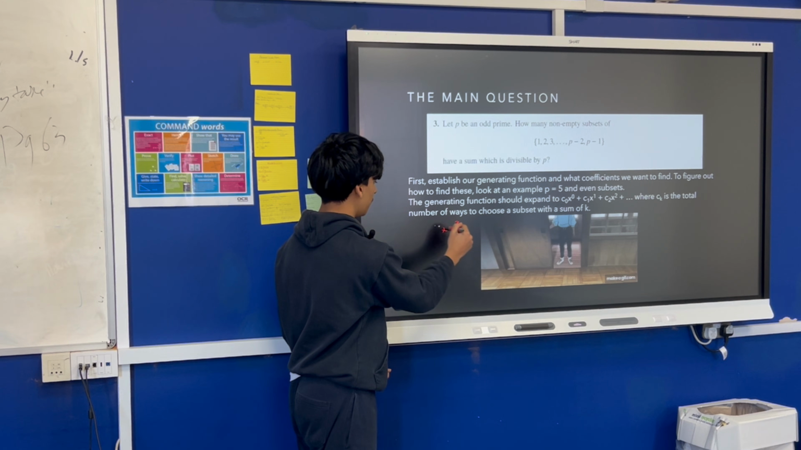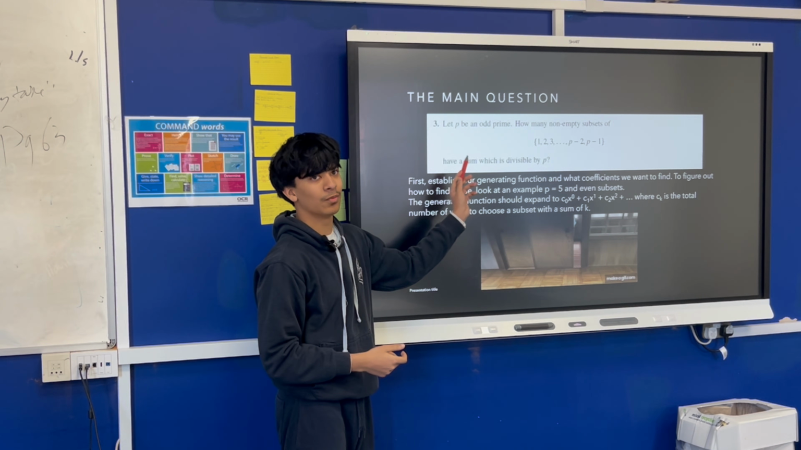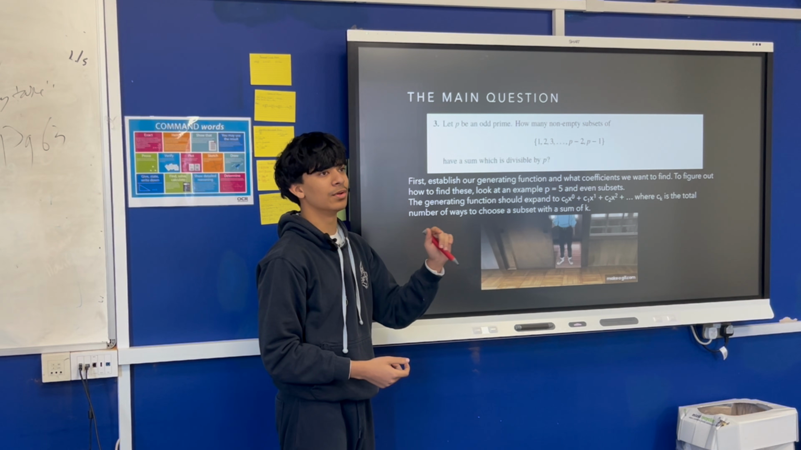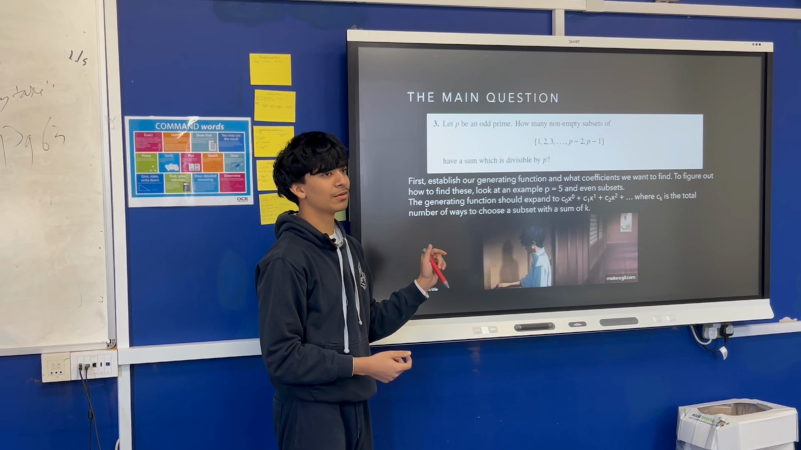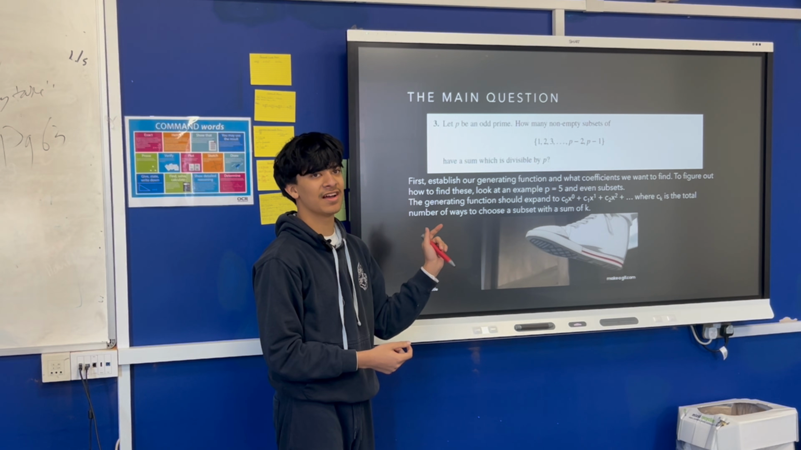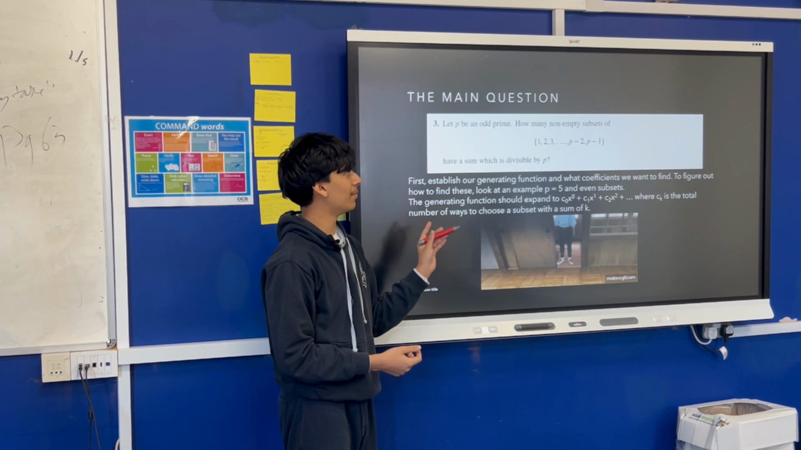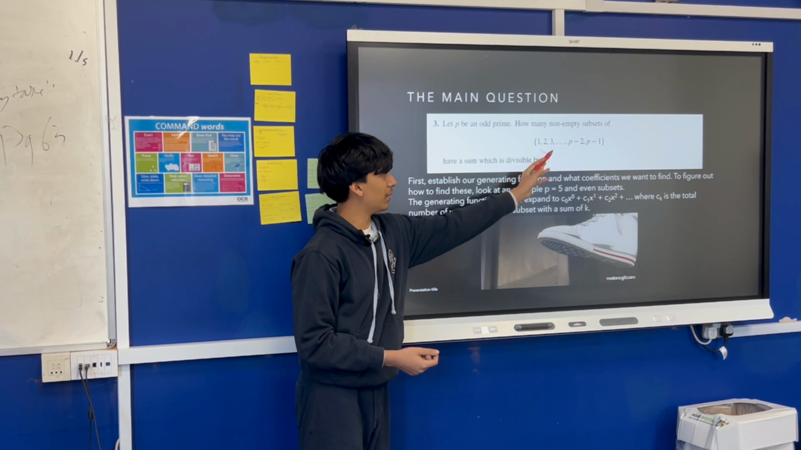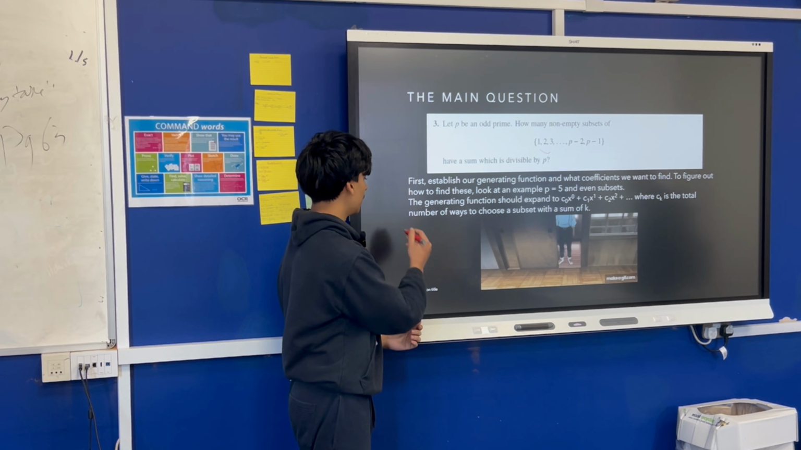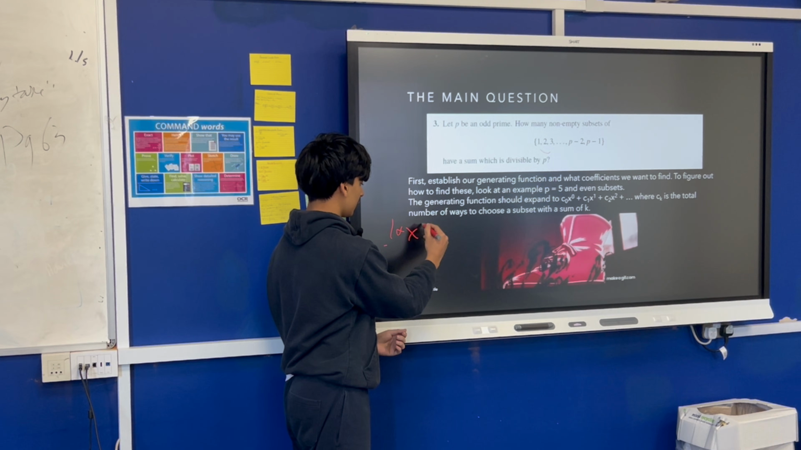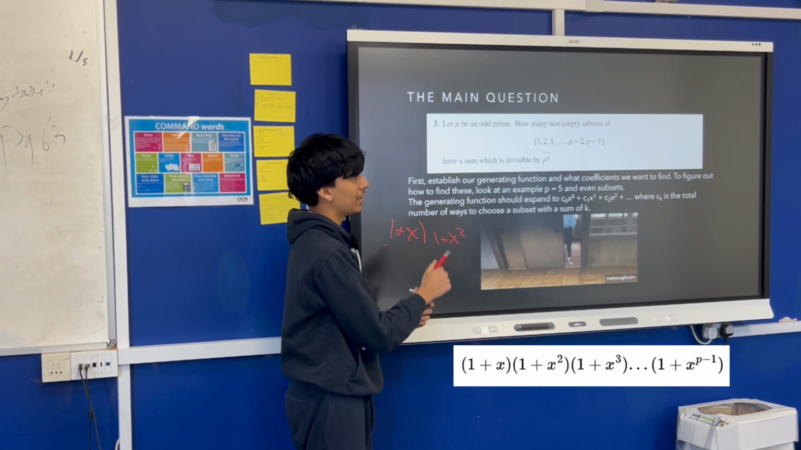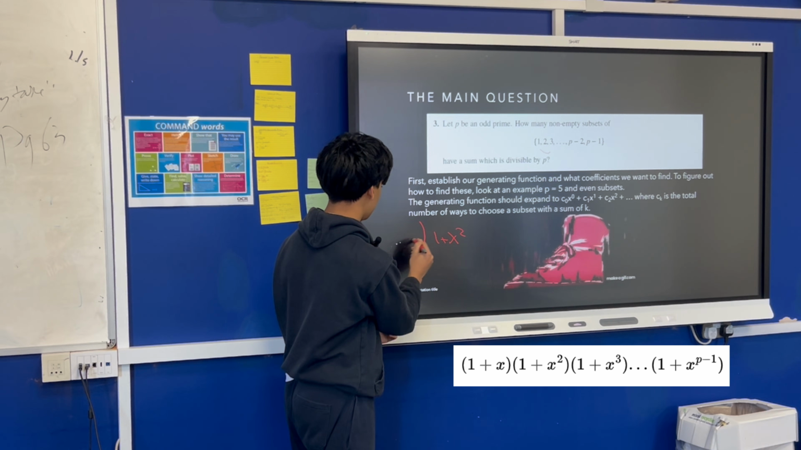So if we go through each element in 1, 2, 3, all the way to p minus 1, we can either add it or not add it, right? So this should remind you of (1 plus x) to the 5. Instead of adding just 1 or 0, you can add 0 or the number here, right? So it'd be like 1 plus x, 1 plus x squared instead of x, all the way up to p minus 1.